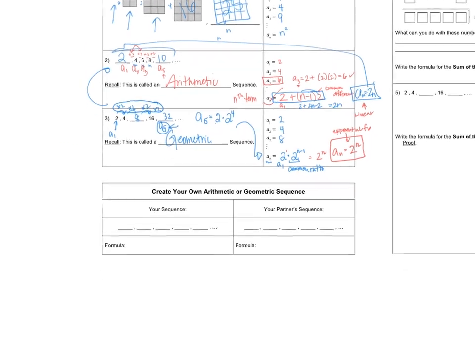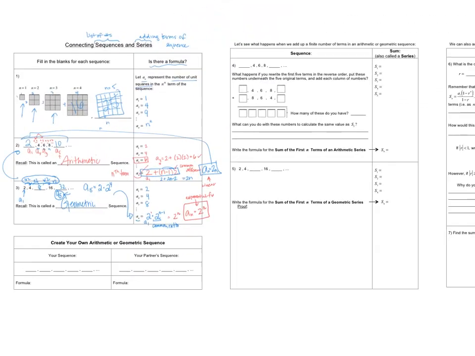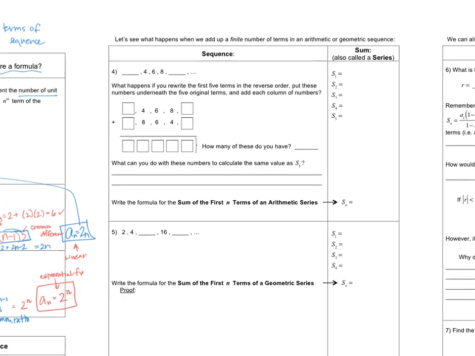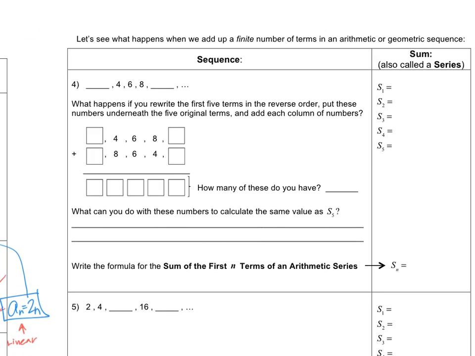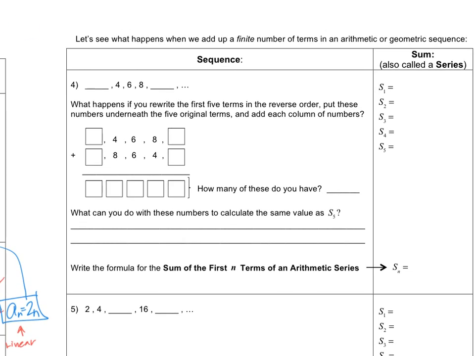All right, we're going to skip over the creating and move over to see what happens when we start adding these terms. So the first part here, we have an arithmetic sequence. I'm going to fill this back in. 2, 4, 6, 8, 10, keeps on going. And we want to see what the sum of the sequence is. And we're going to have a new notation for these partial sums.